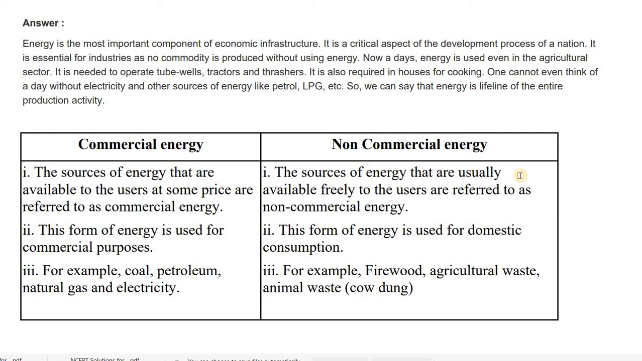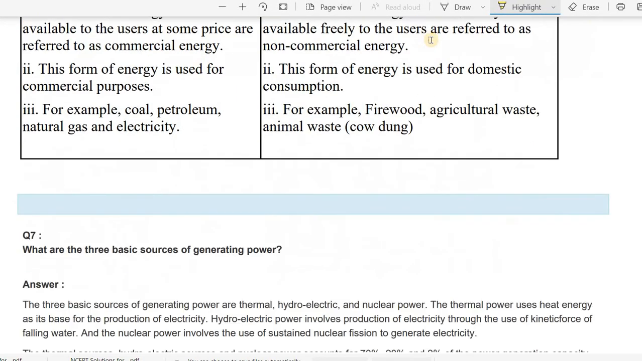Now non-commercial energy. The sources of energy that are usually available freely to the users are referred to as non-commercial energy, which means those which are freely available. Examples: firewood, agricultural waste, animal waste, cow dung. These are the non-commercial energy. Normally this is used for domestic consumption. Then commercial energies are coal, petroleum, natural gas and electricity.